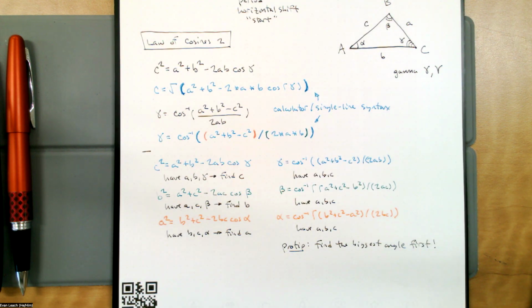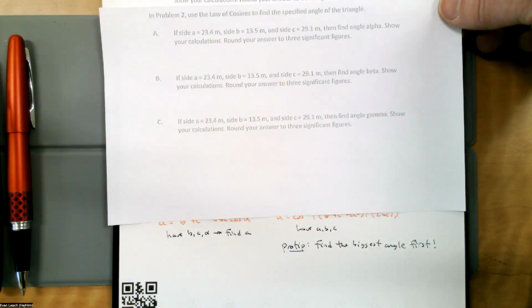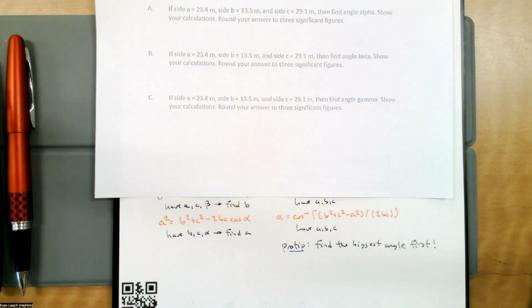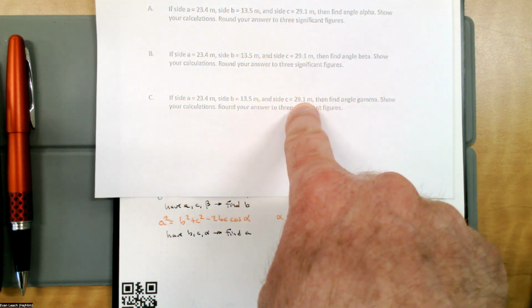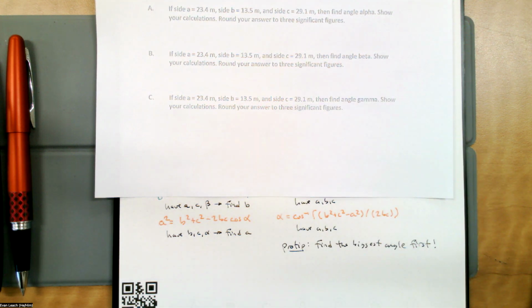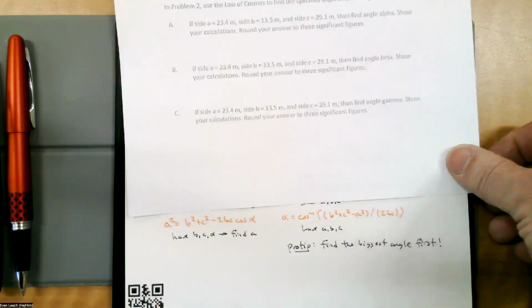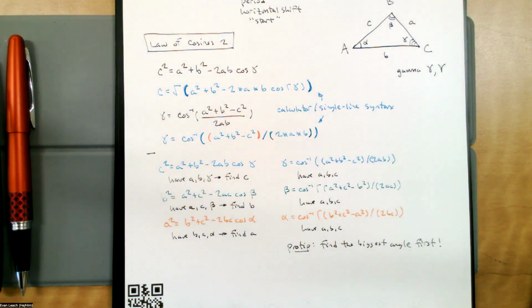The biggest angle will be opposite the biggest side. So in the problem that we had today, with side A at 23.4, side B at 13.5, and side C at 29.1, if I didn't direct you to find a particular angle, I would find angle gamma first, because that's the angle opposite the biggest side, so that will be the biggest angle. So that's just my advice: find the biggest angle first.